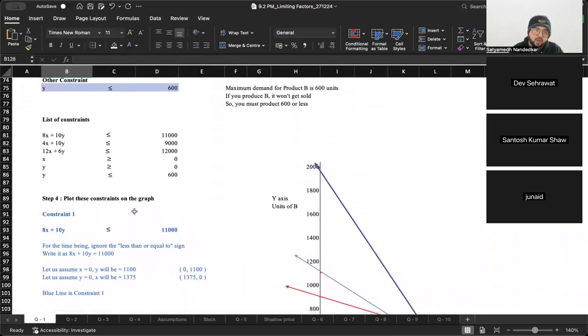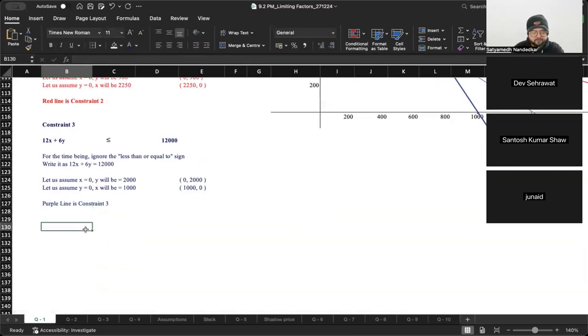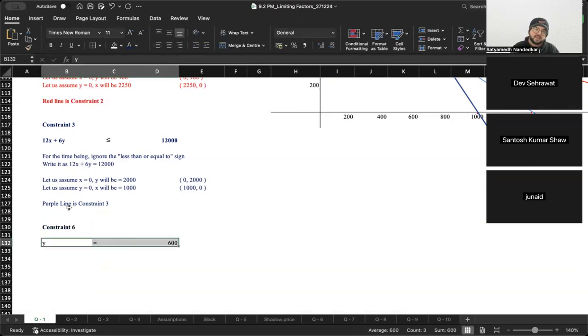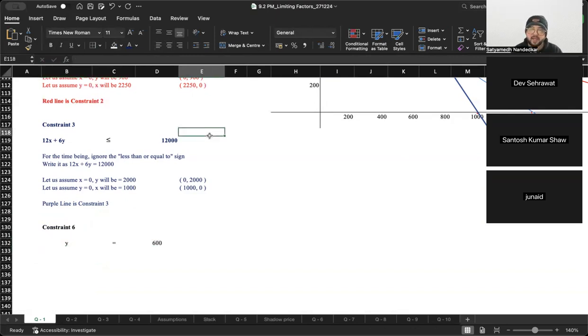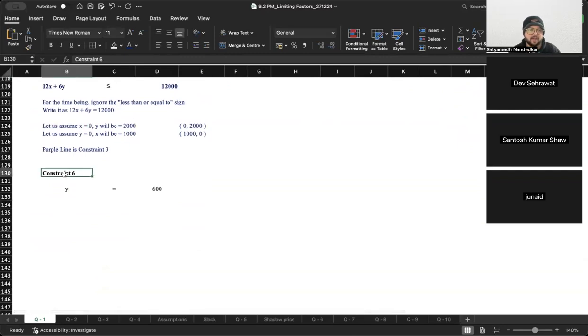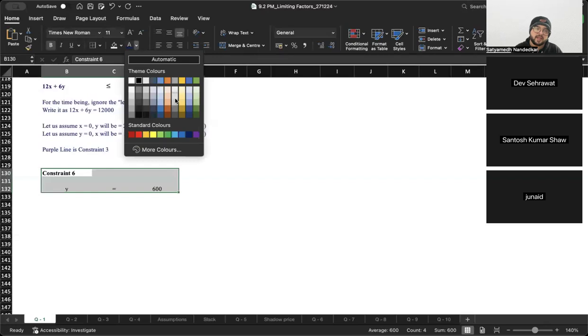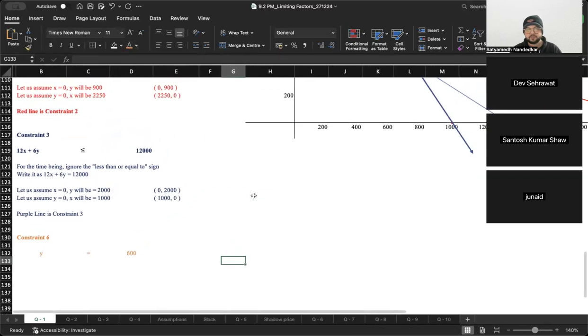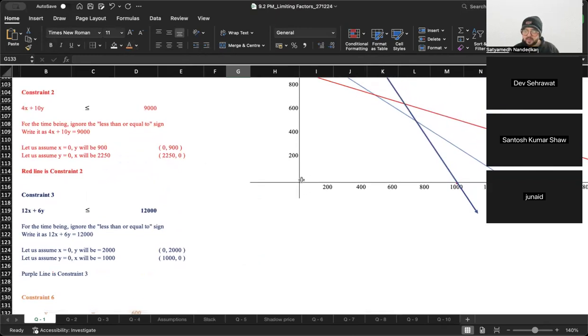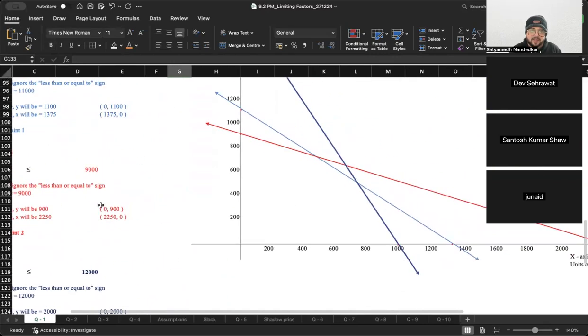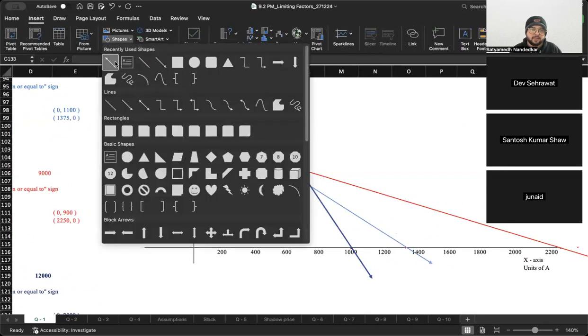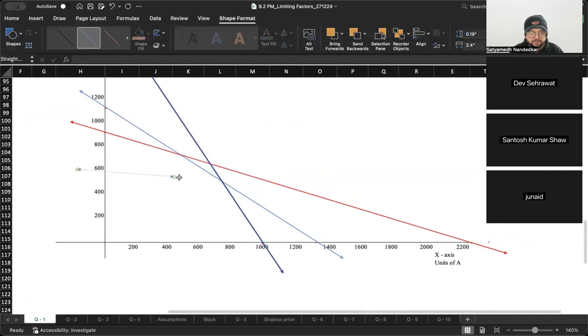4, 5 greater than 0 and constraint 6, y equal to 600. Now we had discussed the other day that whenever the equation is y equal to constant, that means the line is parallel to x-axis. X equal to constant means the line is parallel to y-axis. Y equal to constant means line is parallel to x-axis. So now I have to draw a straight line which goes something like this. My line looks like this.